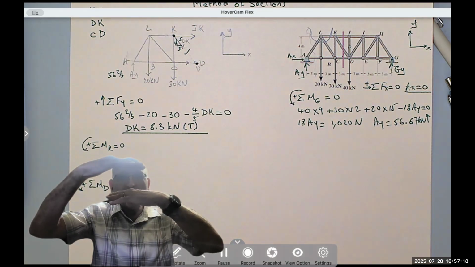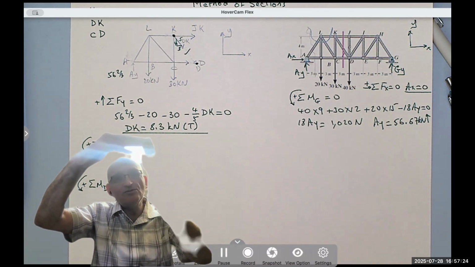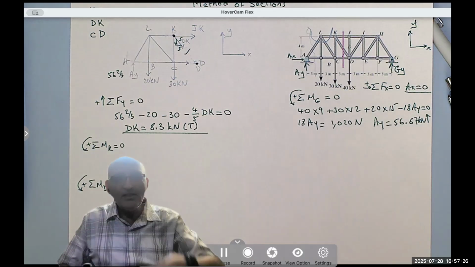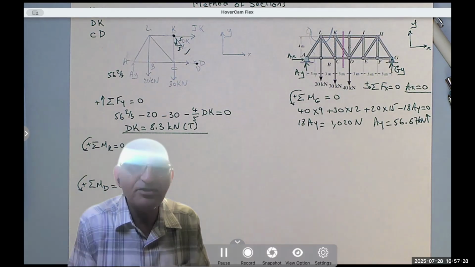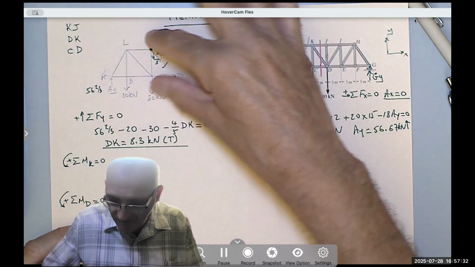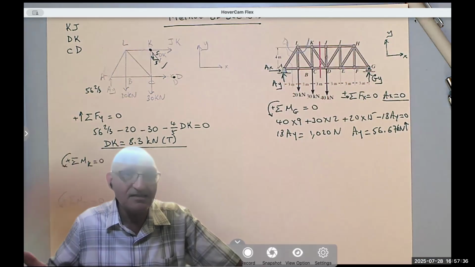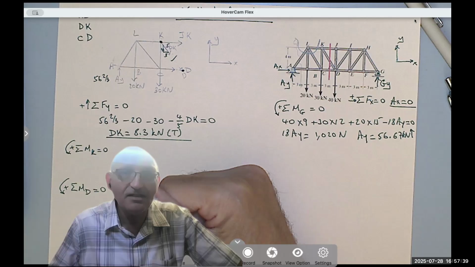Two horizontal members, I take the sum of the forces in the Y. Two members intersect at K, take the moment about K. Two intersect at D, I take the moment about D. If these two were not parallel, they would eventually meet at a point, and I would have taken the moment about that point. It's that simple. It is really that simple.